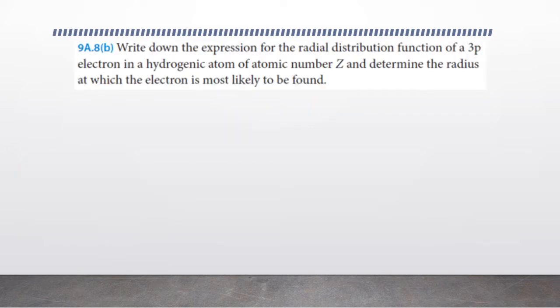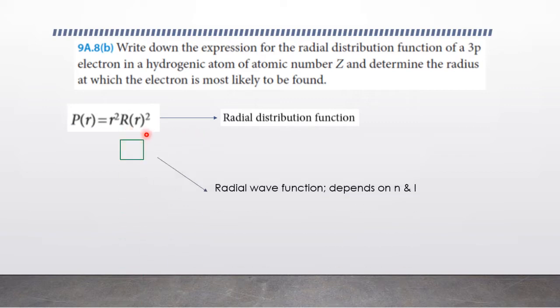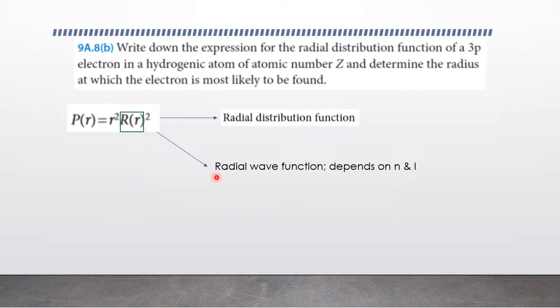So in order to solve this problem, the formula that we'll be using is this one: P of r is equal to r squared times capital R of r squared. This equation is what is known as the radial distribution function, and this capital R is what is known as the radial wave function, which depends on the quantum numbers n and L.